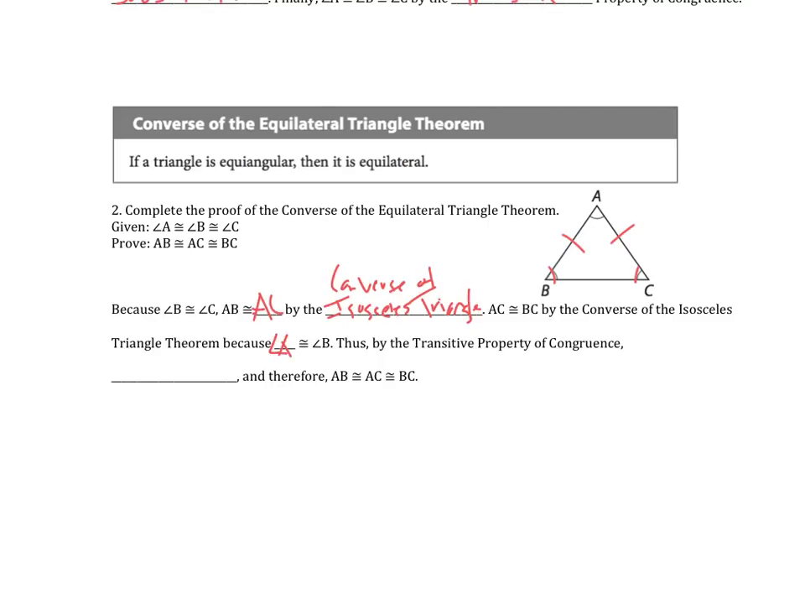So again, talking about AC and BC because angle A and B are congruent. Again, just working our way around. And thus by transitive property of congruence, we can then state that AB is congruent to BC. Therefore, AB is congruent to AC, which is congruent to BC.